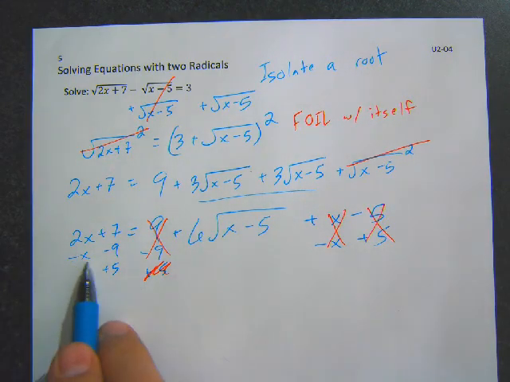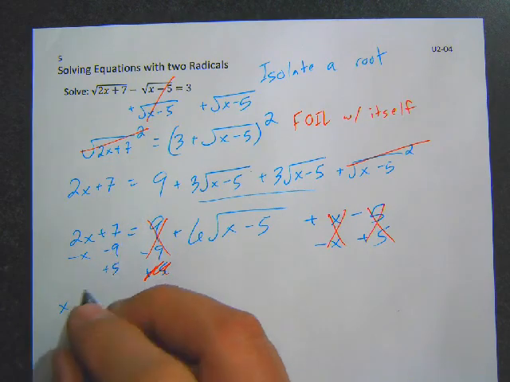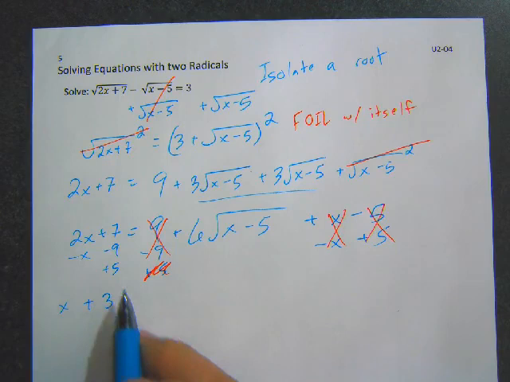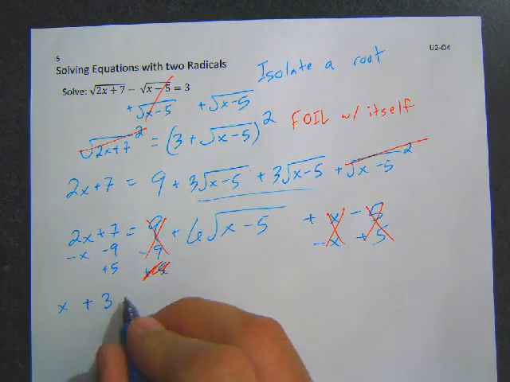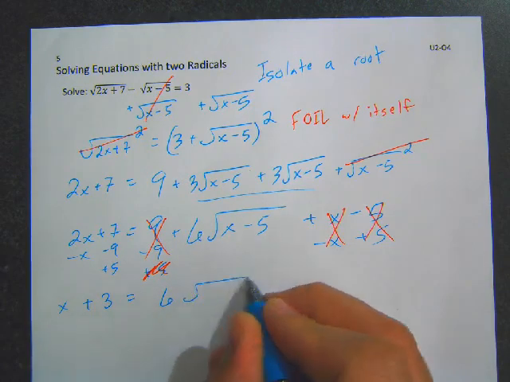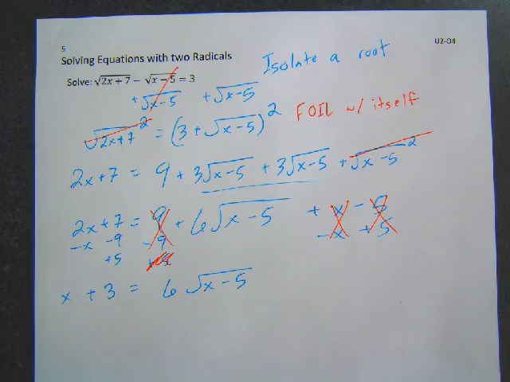Okay, so I get 2x minus x is x. 7 minus 9 is a negative 2, but then I add 5, so I get positive 3. So, doing both the subtracting 9 across and the adding 5 across. Over here I still have the 6 and the root x minus 5. But that's it. I'm not quite to the root by itself. I still have the 6 here, so I am going to get rid of this.